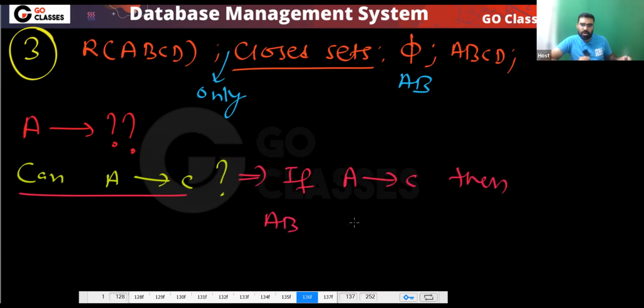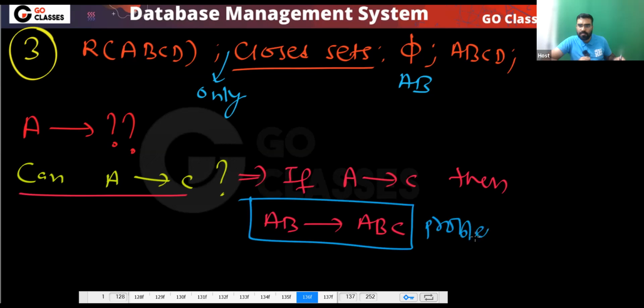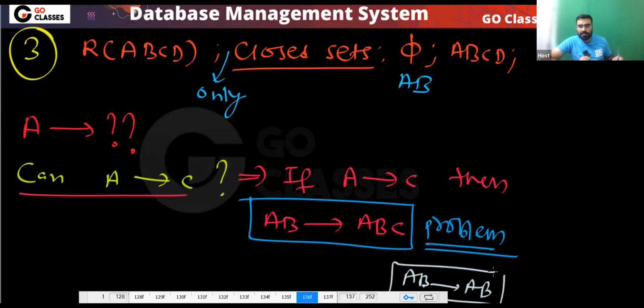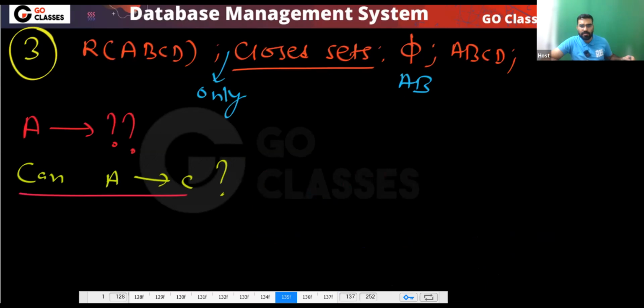then AB is not closed. Then AB will bring ABC. So then you can notice this is not closed. Problem? Because remember, AB should bring only AB. Yes or no? This is the problem. AB should only bring AB. So if A brings C, then there will be a problem. So A cannot bring C. Clear? Okay, clear or not?